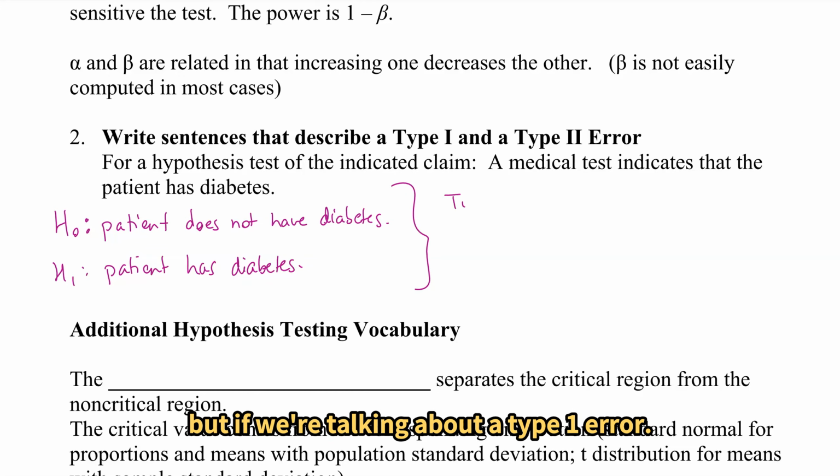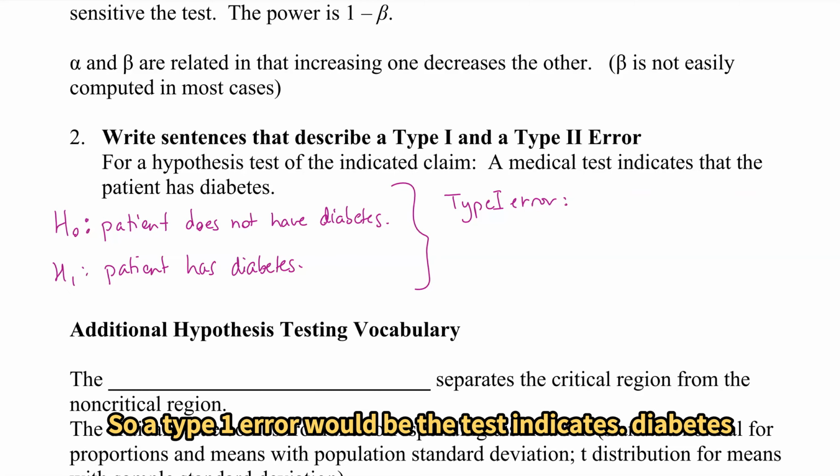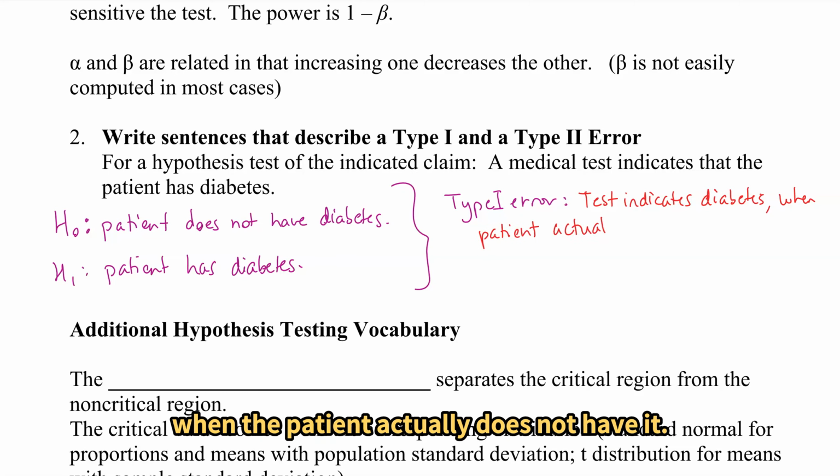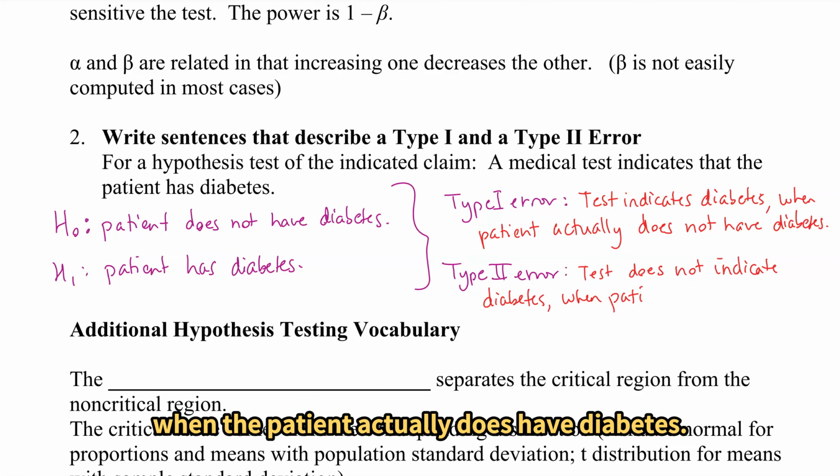But if we're talking about a type 1 error, a type 1 error would be a false positive. We reject the null when it is indeed true. So a type 1 error would be the test indicates diabetes when the patient actually does not have it. And a type 2 error would be the test does not indicate diabetes when the patient actually does have diabetes.